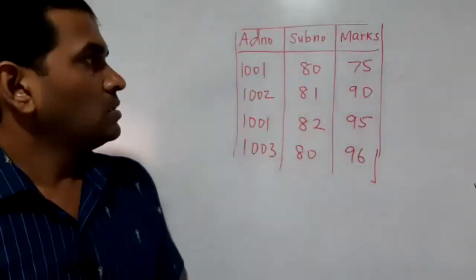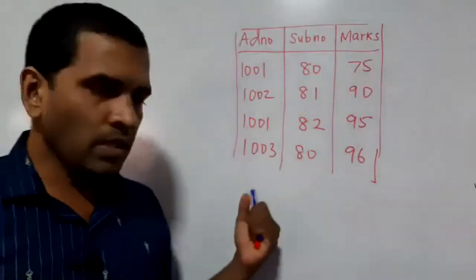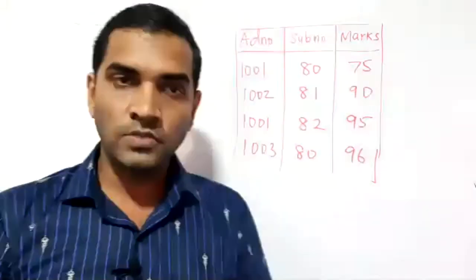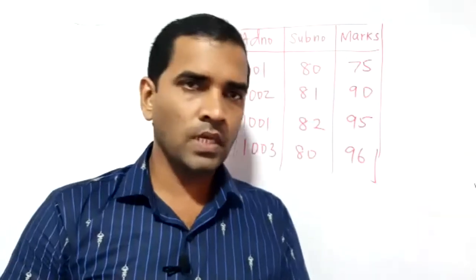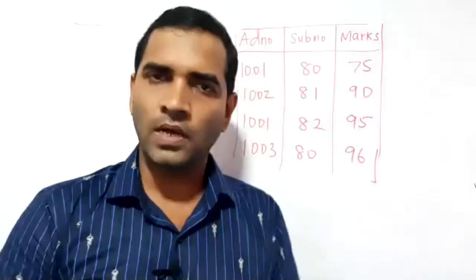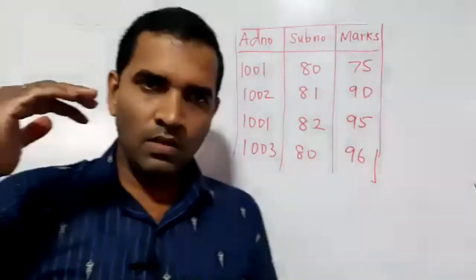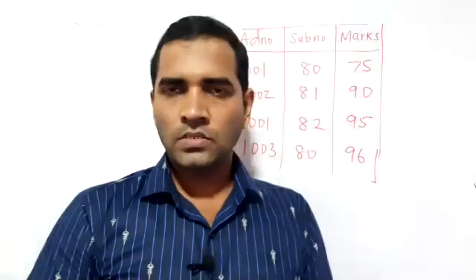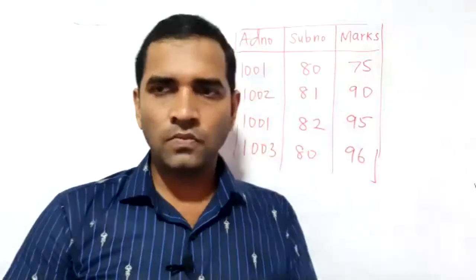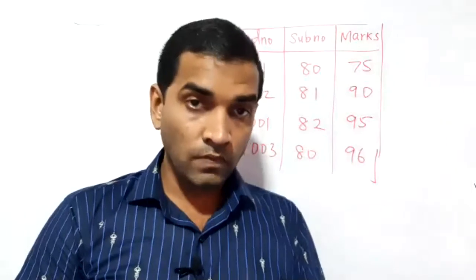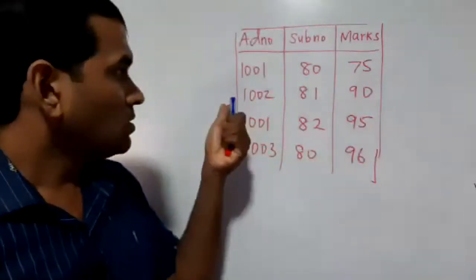Now there may be many records. I have taken 4 records for demonstration purposes, but this may have hundreds of records. For identifying each record, we need a field. So we need a primary key because we want to identify every record. For identifying every record, a primary key must be selected.